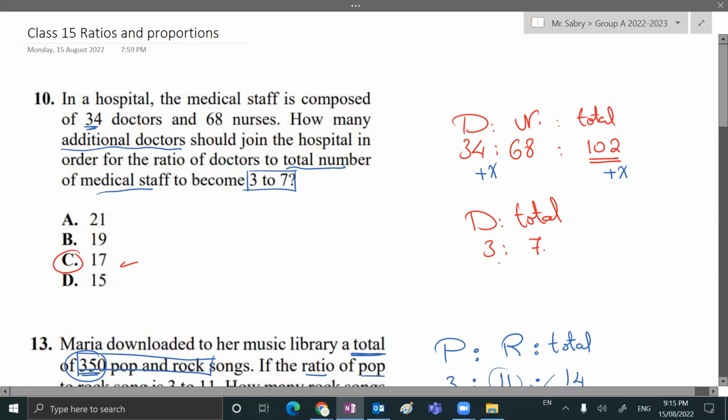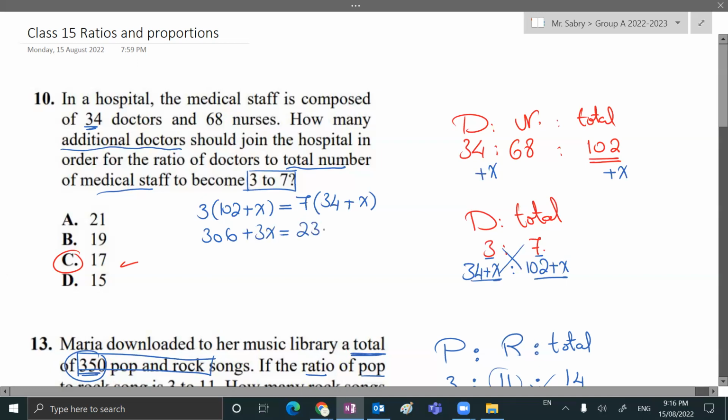So now I need to put in the new numbers: 34 plus x, the new doctors I want, and 102 plus x, the total medical staff I want. To find x using this proportion, I'll do cross multiplication. I should do 3 times this and 7 times this. Now let's do it here. 3 times 102 plus x is supposed to equal 7 multiplied by 34 plus x. 3 times 102 is 306 plus 3 times x is 3x. 7 times 34 is 238 plus 7 times x, which is 7x.